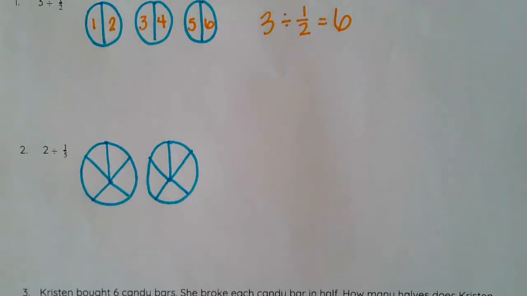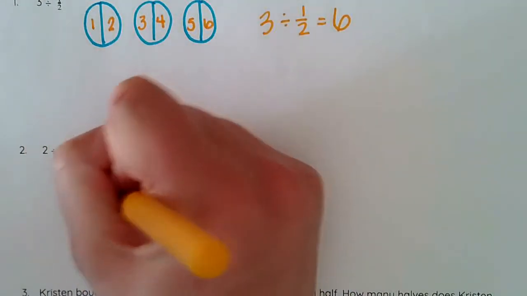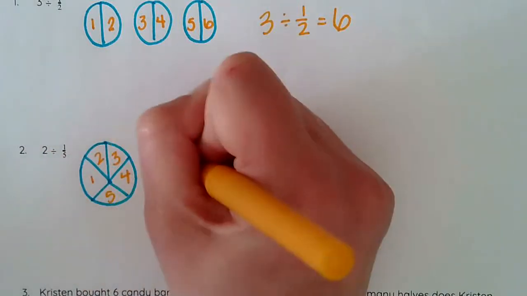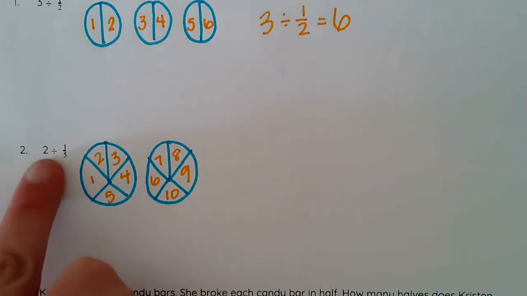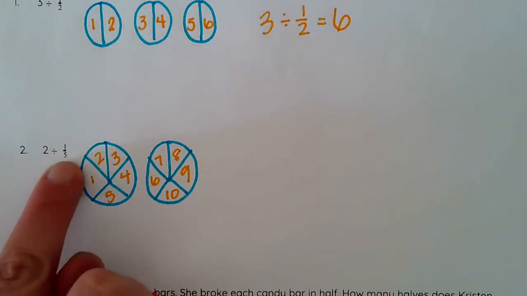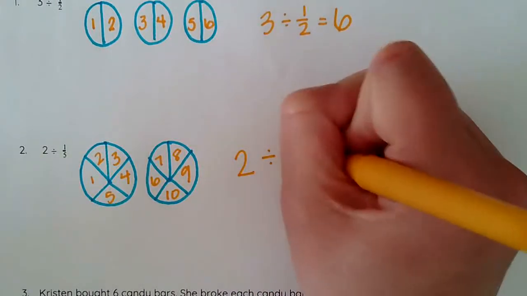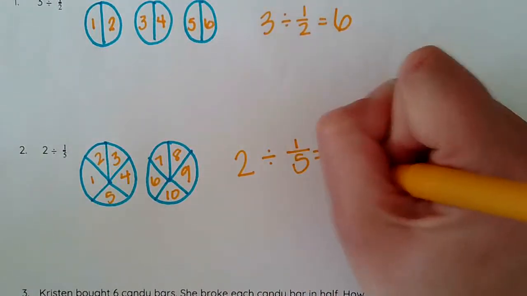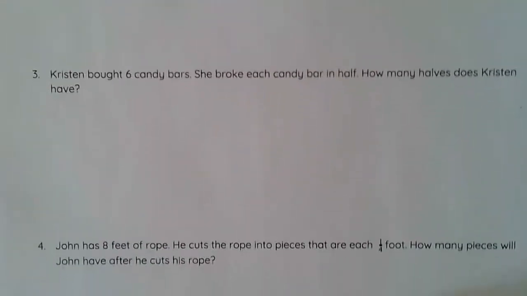And here, now I need to know how many pieces I have. Well, I've got 1, 2, 3, 4, 5, 6, 7, 8, 9, 10 pieces. So when I split 2 into 1/5 pieces, 2 divided by 1/5, I will have 10 parts or pieces in this case.